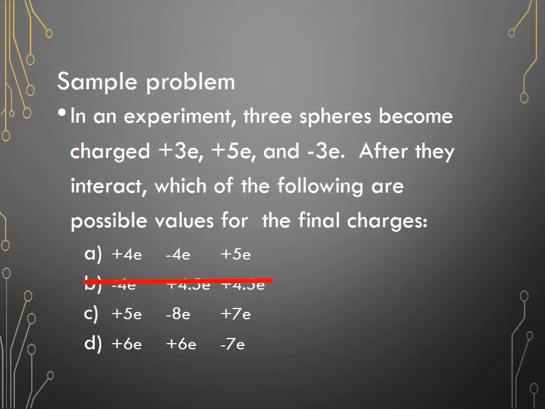What about C? Plus 5 minus 8, I'm at negative 3, plus 7, and that gets to 4. Nope, that one doesn't work either. And then for D, plus 6 is 12, minus 7, I'm back to 5. So here, both A and D are possible values for my final charges on the 3 spheres.